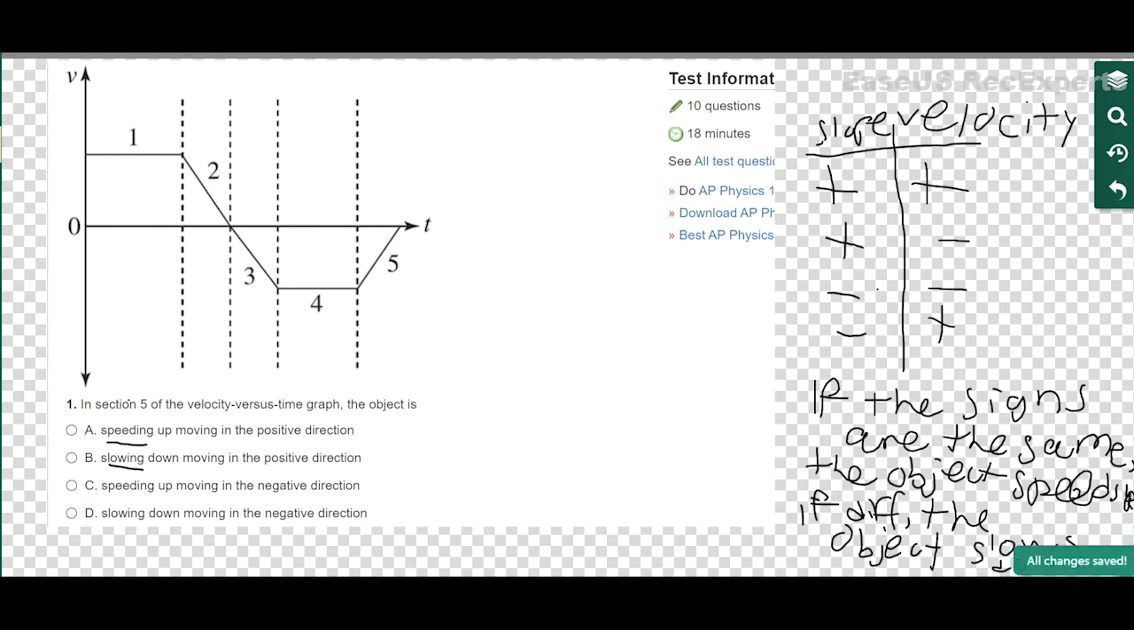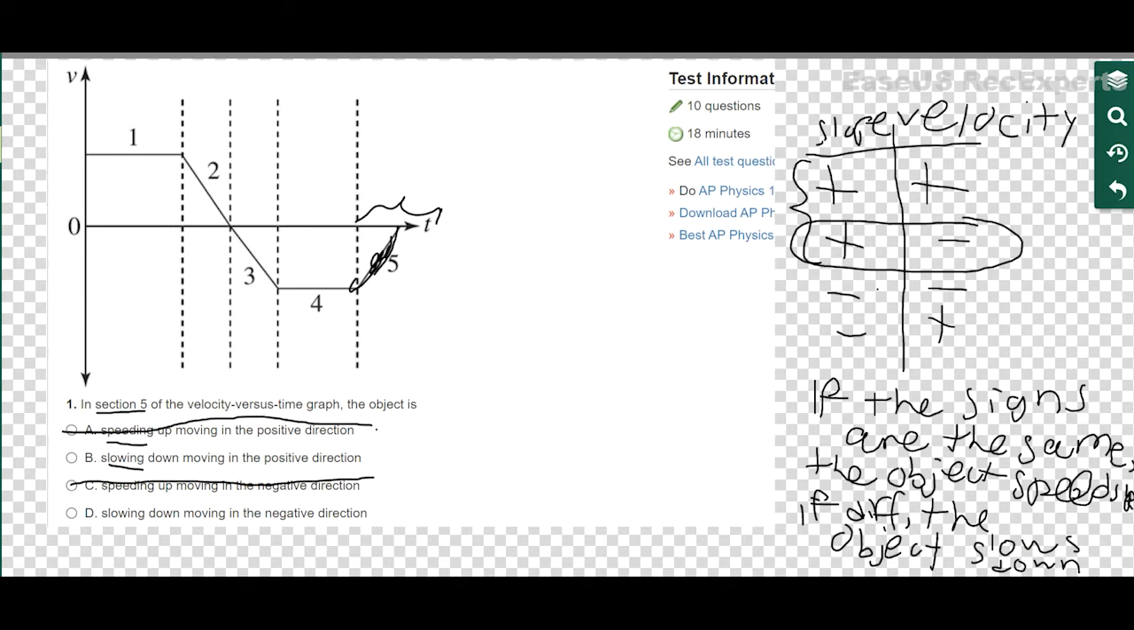Alright, so in section 5, which is this area over here, you're trying to find if it is speeding up or slowing down. So let's take a look at the slope of the velocity. Now the slope is positive, right? From a visual perspective, it is going up. So it's going to be one of these two right here. And we're going to see what the actual velocity is. The velocity here is negative because the graph is still below the x-axis. So we're going to have this one, meaning that the signs are different, so the object is slowing down. And then we can cancel C and A.